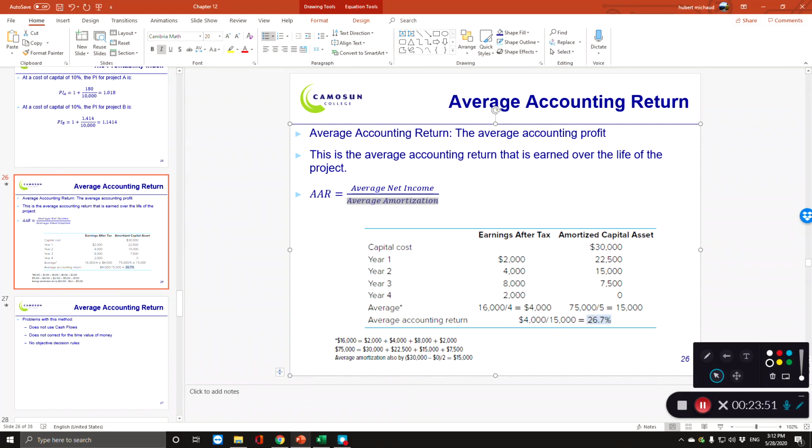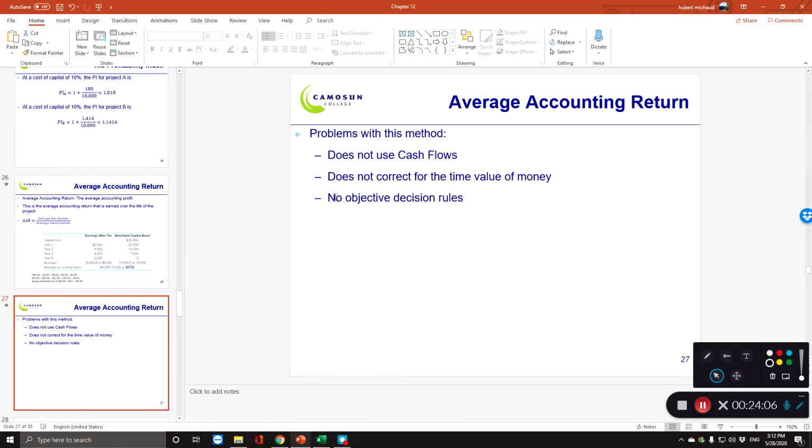But we don't really know what that means. We don't really know if there's an important cutoff. Where should our cutoff be? Should we accept this project or not? There's no theoretical reason to say yes or no in this case, right? That's what I said earlier about no objective decision rules.